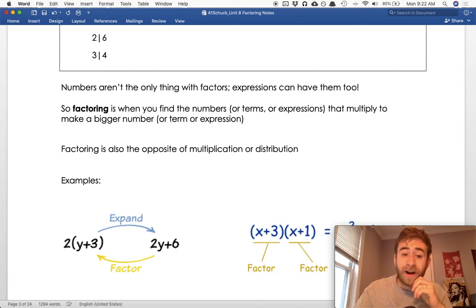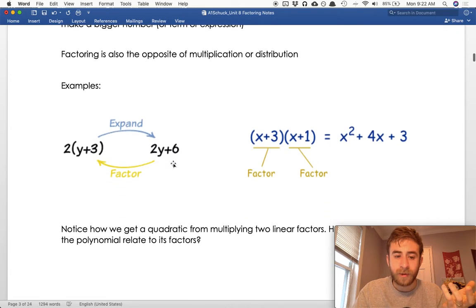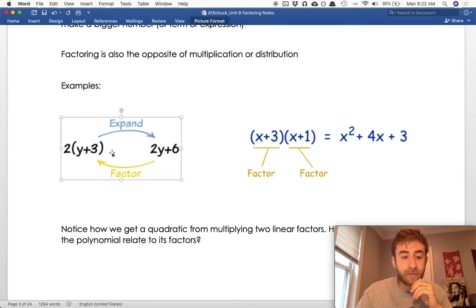And factoring is the opposite of distribution or multiplication. So, for example, let's take a look at this over here. I have 2(y plus 3), and the y plus 3 is in parentheses over here. When I expand, or a lot of times we'll call this distribution, I will do 2 times y, 2 times 3, and I end up with 2y plus 6.